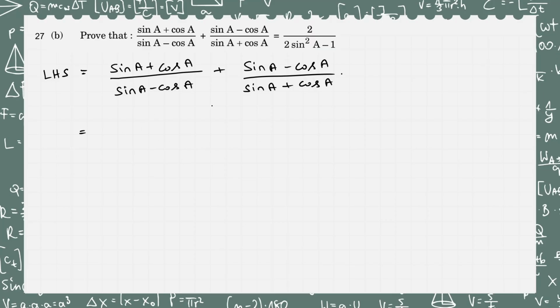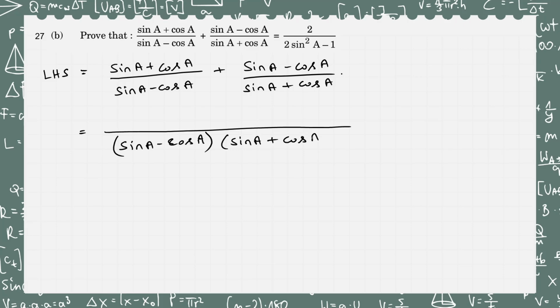And the concept is very simple. All we need is to take the LCM of the denominators, which is sin A minus cos A into sin A plus cos A. Correct? And the first numerator we have to multiply with sin A plus cos A, which is the same as the item to multiply.